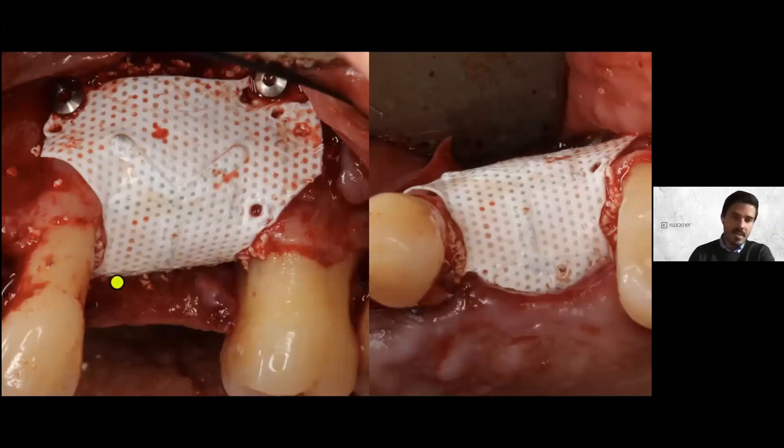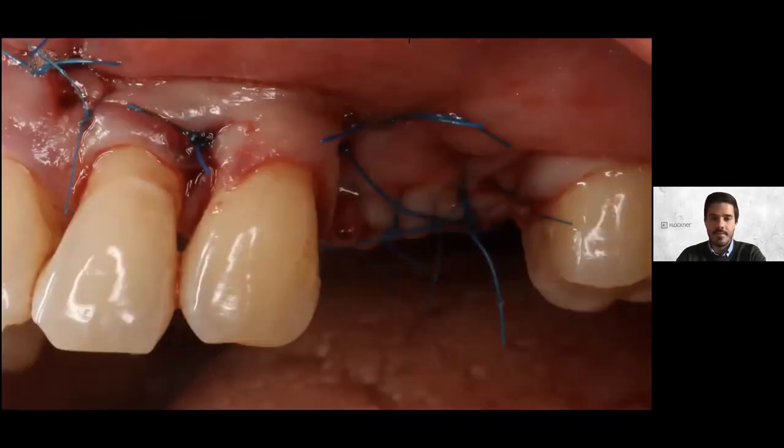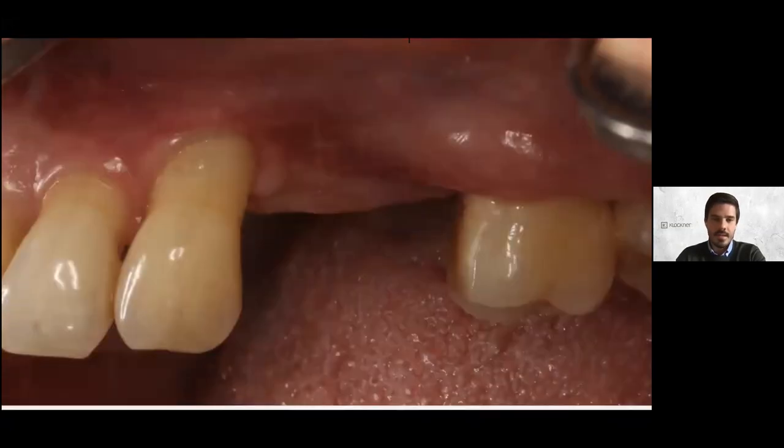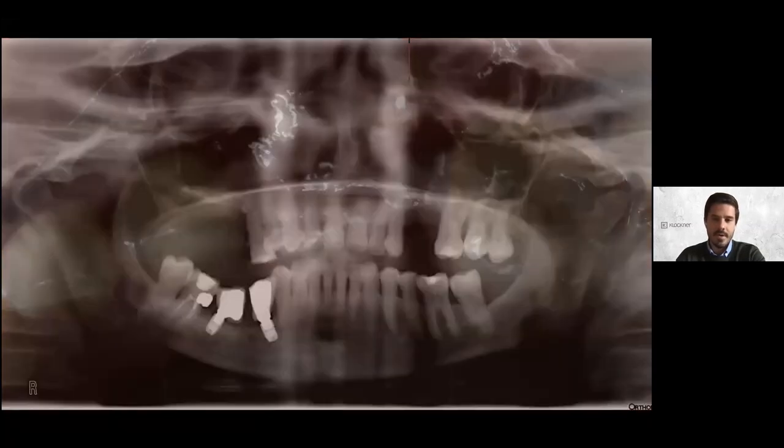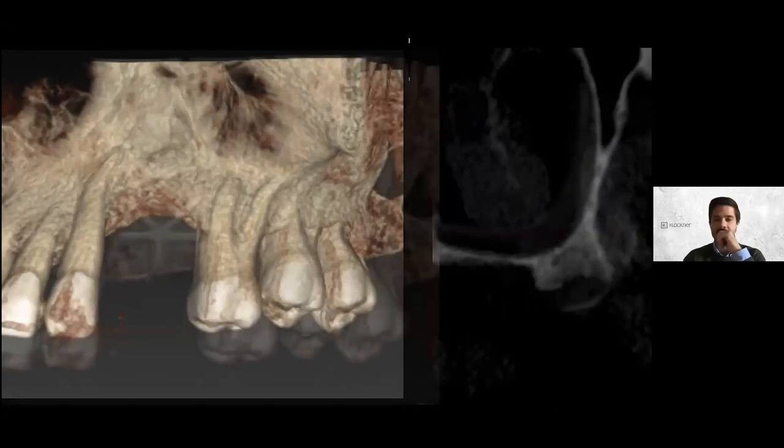you are not allowed to approximate the membrane so much to the tooth because of the risk of infections or, for example, also perforations of the membrane through the soft tissues. So this is how it looked after the flap closure. 8 months later, this is before, and this is after. Look at the bone gain in the proximal side. This is before, and this is after.